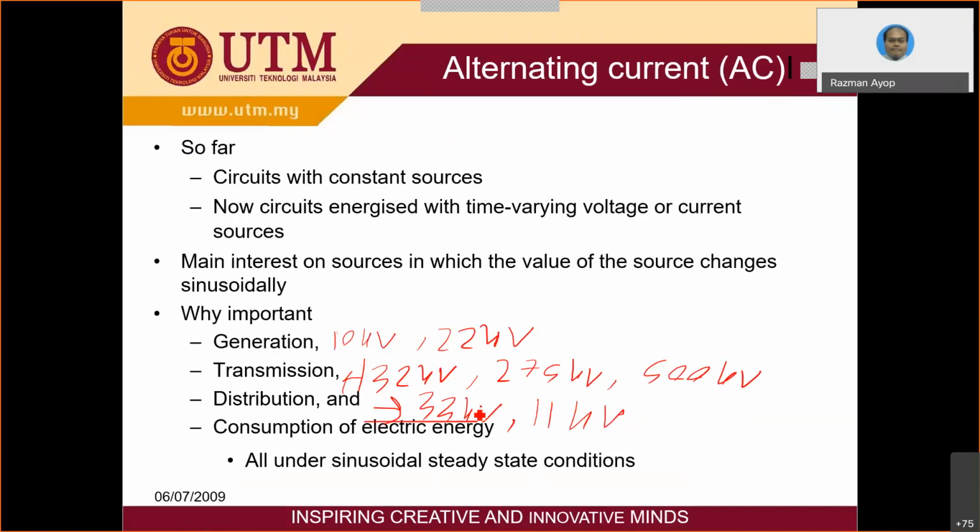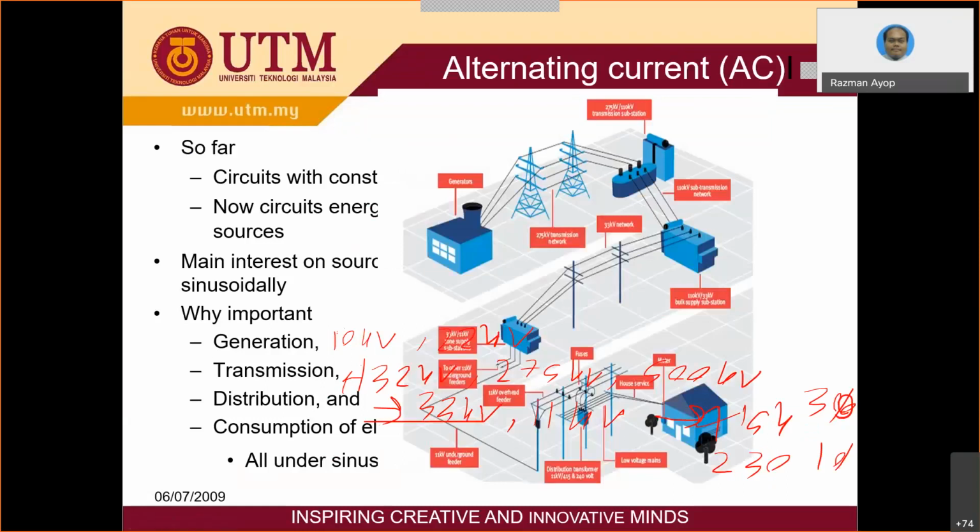Okay, so it is reduced back to this, and then at your home it will reduce to 415 V for three phase, and 230 V for single phase. Okay, so this is for theory. You have to know the theory. You can see here the generation, then transmit at 275 kilovolt, then increase the voltage, then reduce back, reduce, and goes to home.